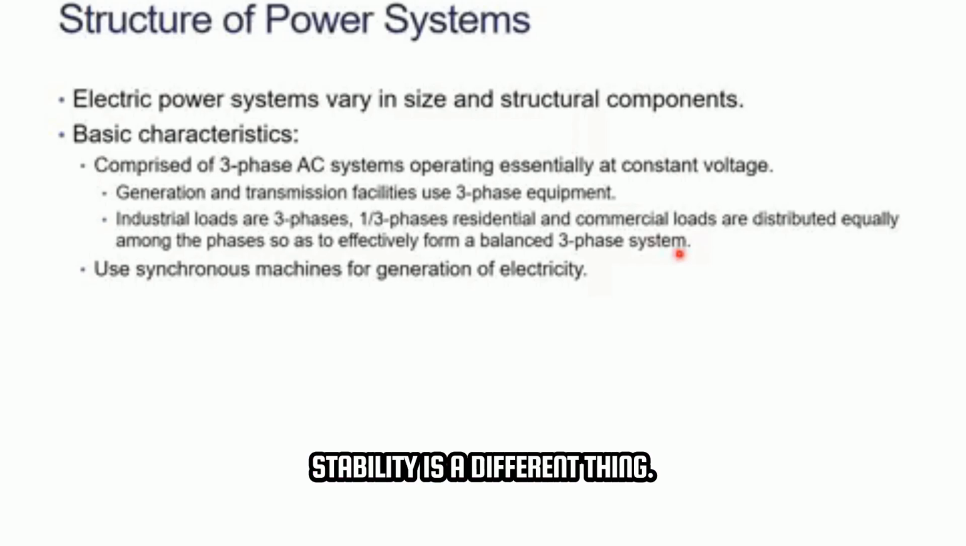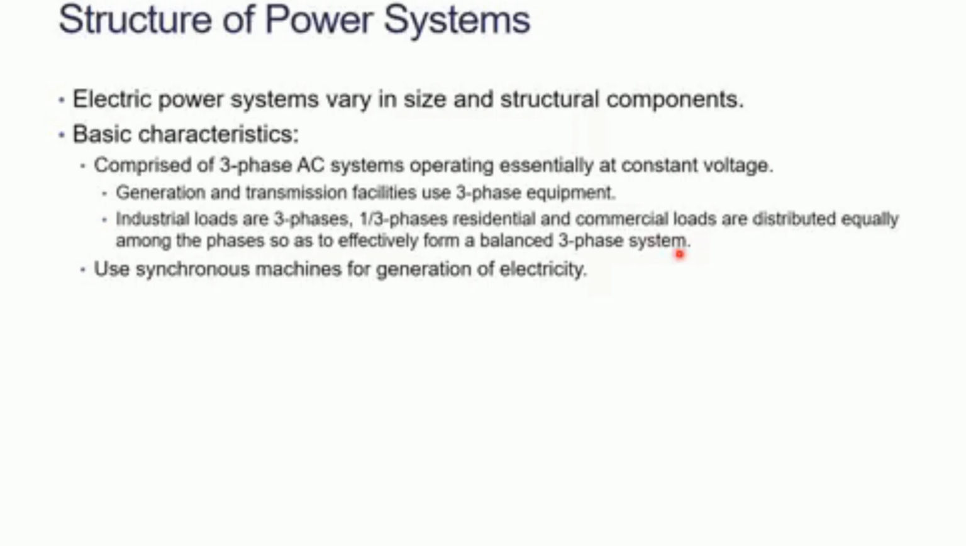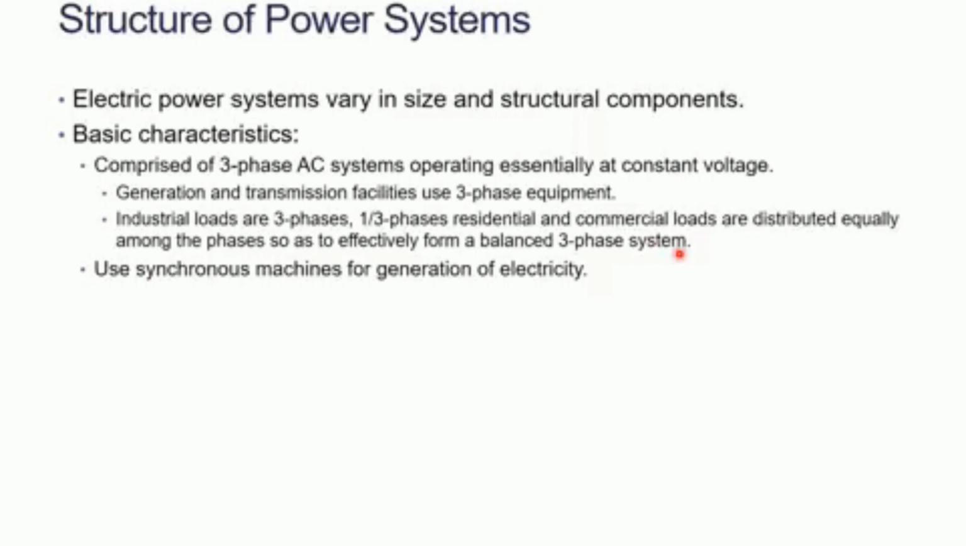Stability is a different thing. Stability gets affected when the disturbances, let's say a big disturbance takes place, then gradually the system will get affected and it may go out of synchronism, or it can become unstable. But it is not only stability. Stability comes afterward. Before that, there is also one more thing which can get affected. But yes, stability is one factor, but that is much later actually.